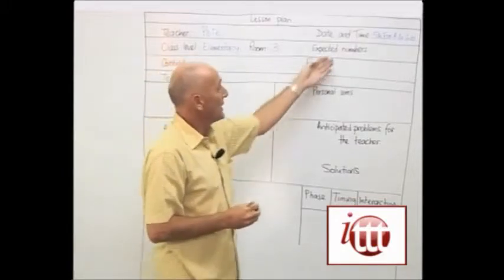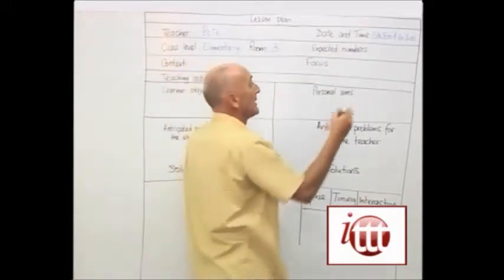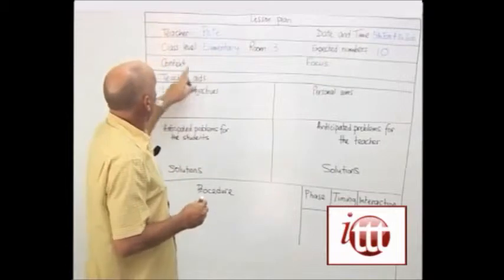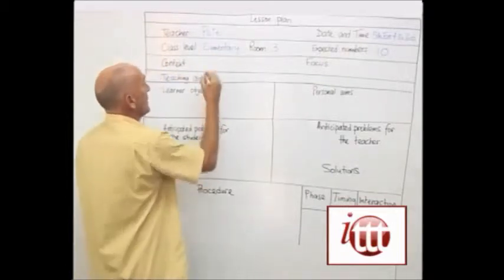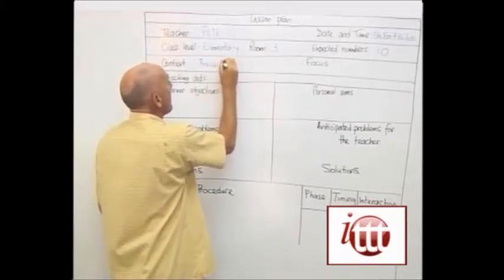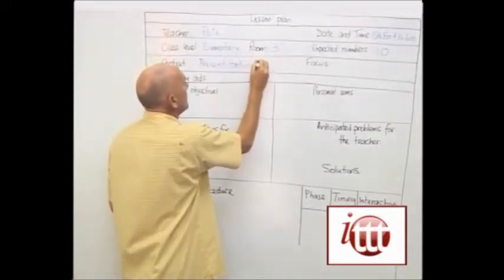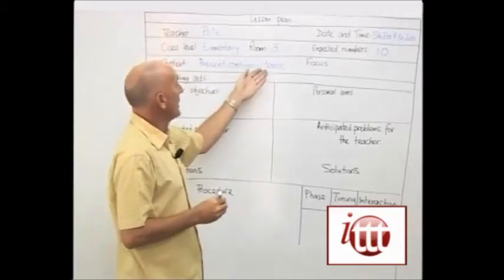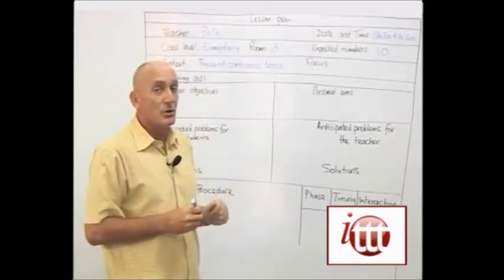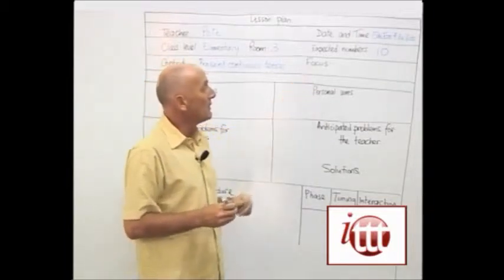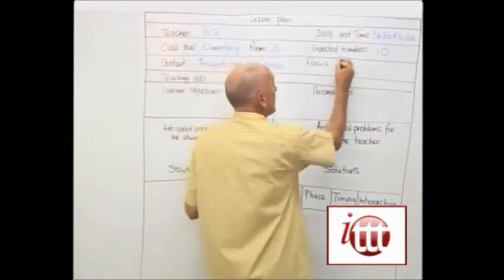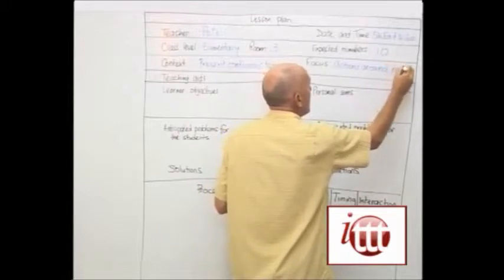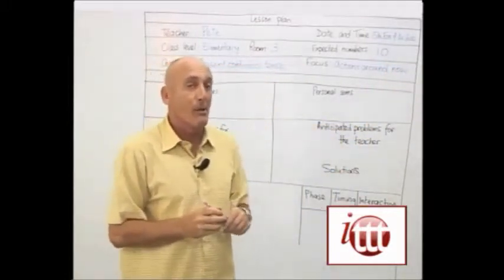Having looked through the registers, we see that the expected number of students for this particular class is going to be 10. This will help us in creating our worksheet copies. The context of the lesson for this class is going to be the present continuous tense, and it may well be the first time that this particular level of class has been introduced to this tense. So our focus is going to be fairly general, and it's going to look at actions that are happening around now.